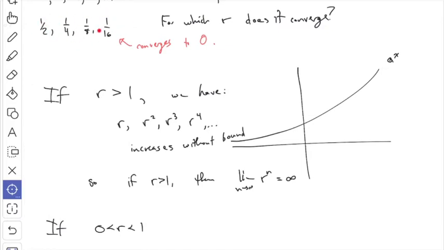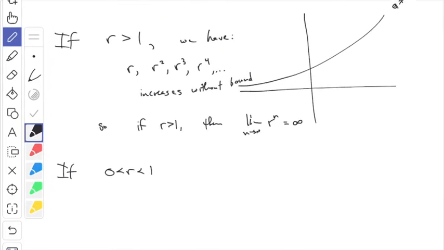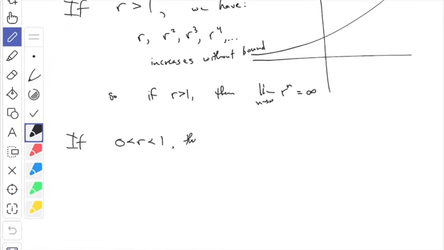If it's a half, it's going to go to 0. Also, if it's a third, it's going to go to 0, right? In fact, anything less than 1, if you take powers of that, it's going to get a little bit smaller every time. Even if it's like 0.9, 0.9 times 0.9 is 0.81, right? So it gets a little bit smaller every time. And these will go to 0. So if r is between 0 and 1, then the limit as n goes to infinity of r to the n equals 0, right?